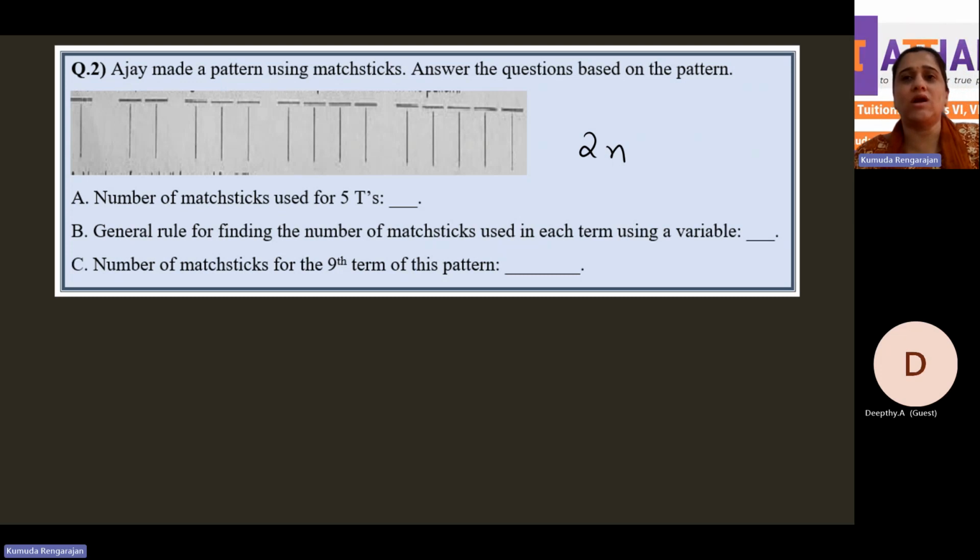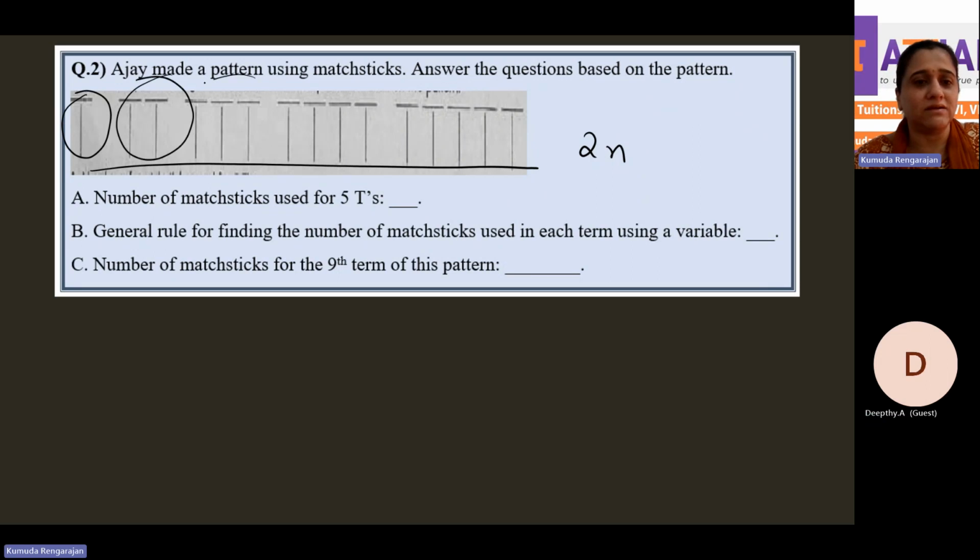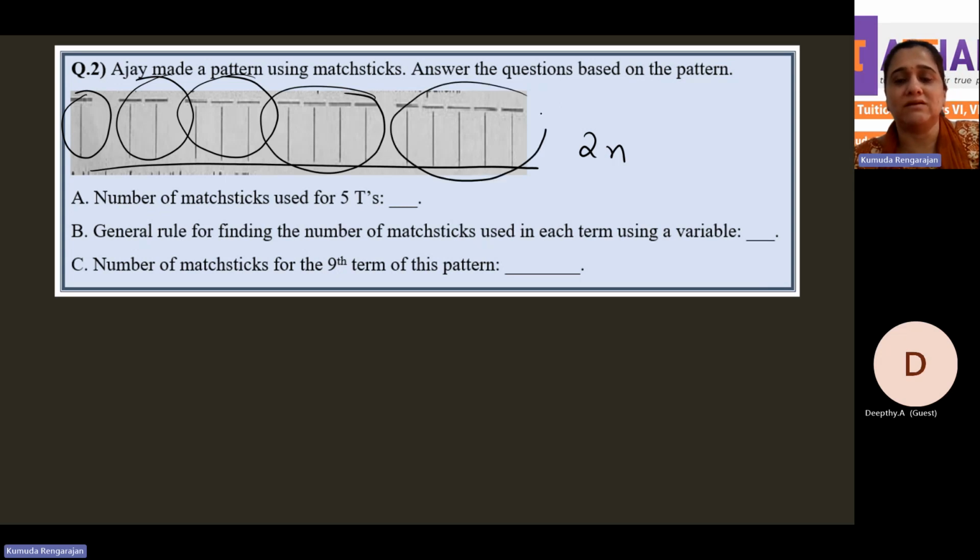So what is this whole thing called? It's called a pattern. This one is a pattern. And these are called the terms of the pattern. This is the third term of the pattern. This is the fourth term of the pattern. This is the fifth term of the pattern. And so on. All right?